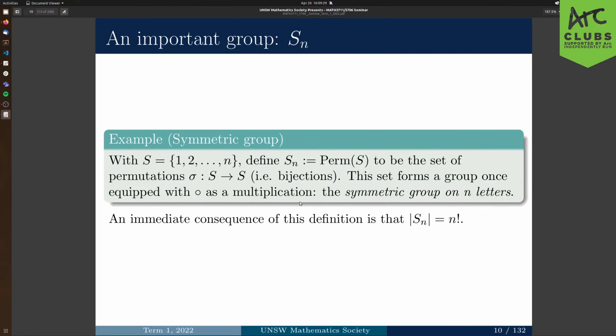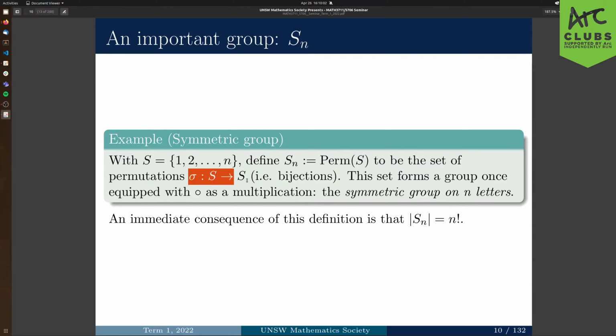So going back to some stuff that we're probably quite familiar with, one important group that you look at early on is, I guess, sets of permutations, right? So a permutation is essentially just a bijection from a set to itself. So if I look at, let's just say, any set of n things, so maybe the numbers 1 through to n, and I look at all the permutations I can define on that, I get something called the symmetric group. So this symmetric group here is just going to be all of the bijections from S to itself, and the multiplication is just function composition.